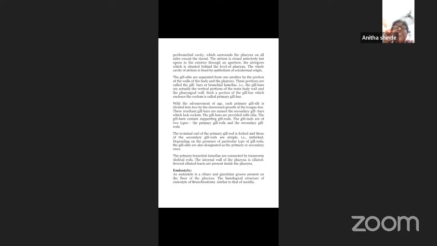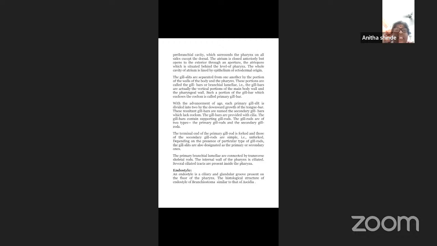And this atrium is closed anteriorly, but it opens to the exterior through an aperture which is called the atriopore, which is situated just behind the level of the pharynx. And the whole cavity of the atrium is lined by epithelium of ectodermal origin. So that is about the pharyngeal region.